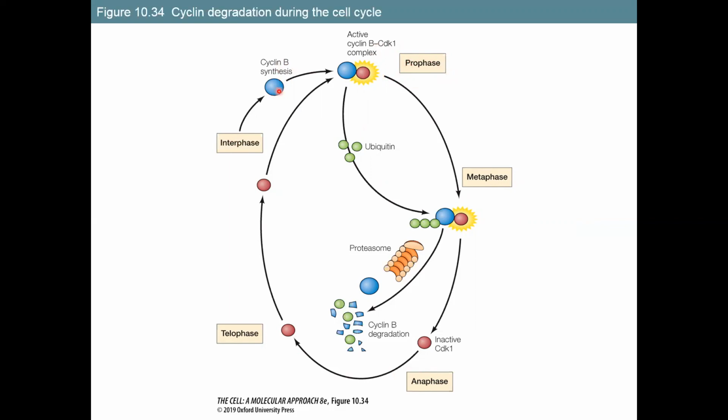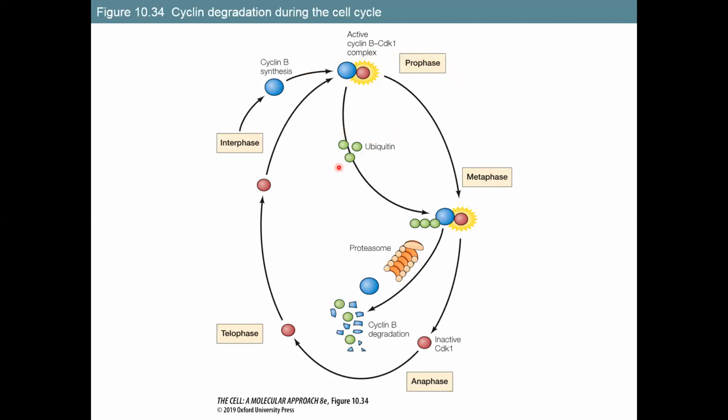Okay, so the way we can control this process is in interphase, we don't make cyclin B. And when we are getting towards the end and we know we're ready, we start making cyclin B. Thus, we start turning on CDK1, and that will allow us to start progressing into prophase towards metaphase.